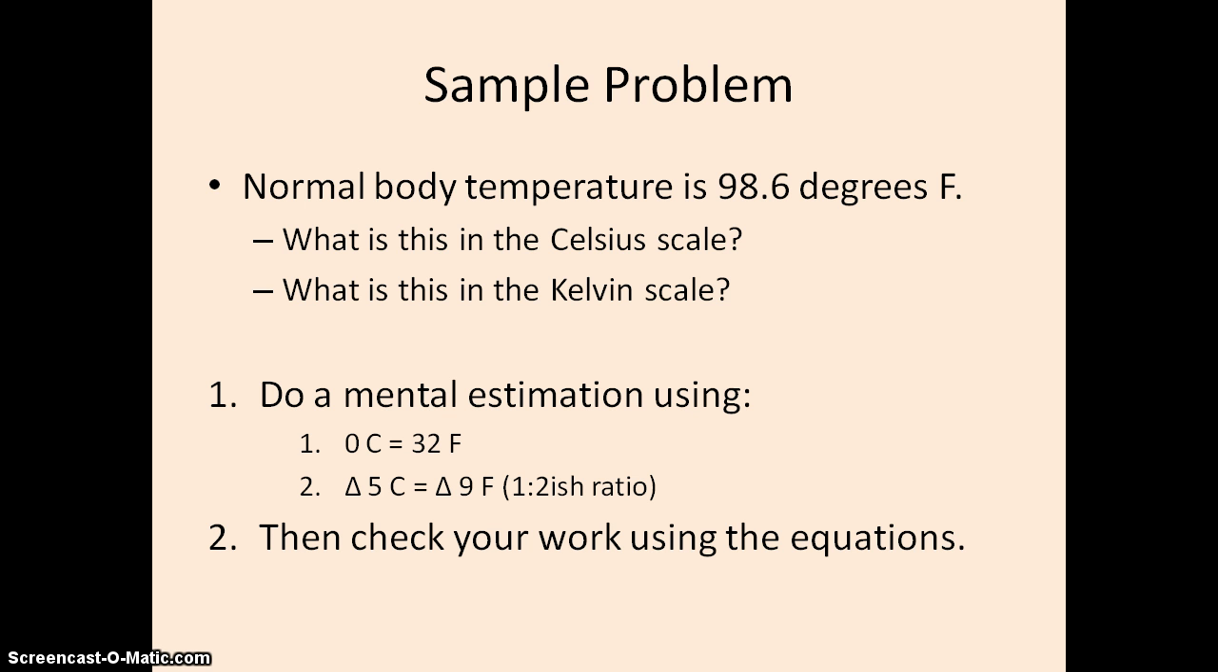First off, I want us to all do a mental estimation using the fact that 0 degrees Celsius equals 32 degrees Fahrenheit. You can yell at me for not putting units in there if you want to. And a change of 5 degrees Celsius is a change of 9 degrees Fahrenheit, so that's like a 1 to 2-ish ratio. Do a mental estimation of this, and then afterwards, show your work and check to see if you're right using the equations. I have the work on the next page, but for right now, hit pause, do a mental estimation, see how close you are, then check it using the equations. So hit pause.